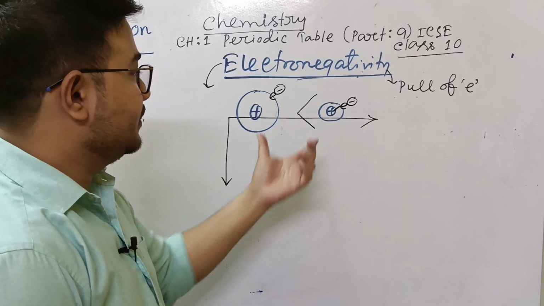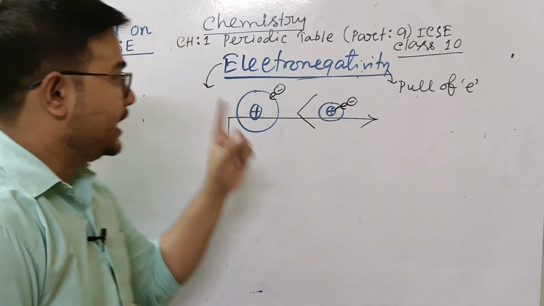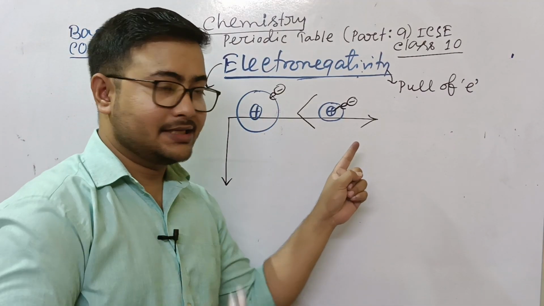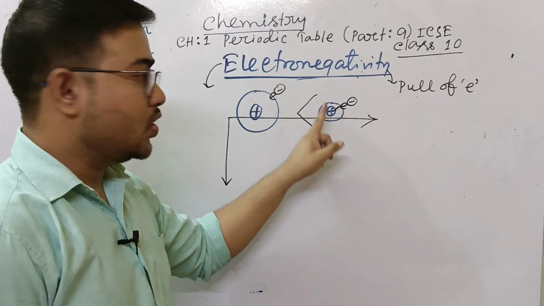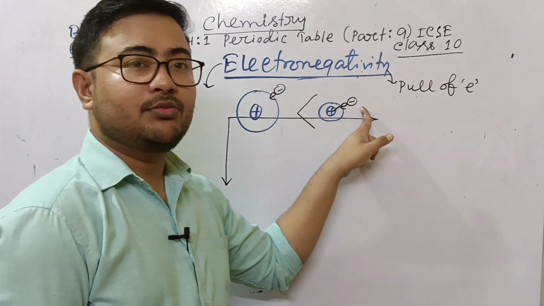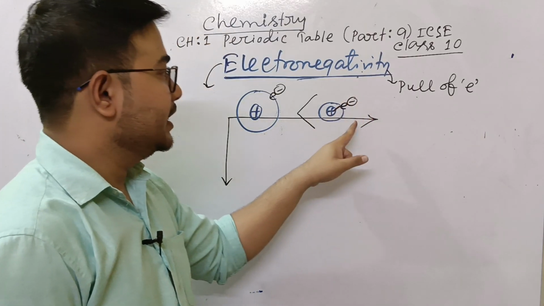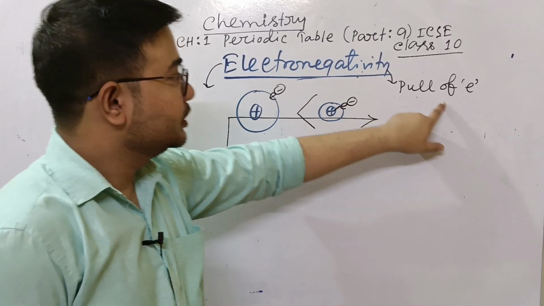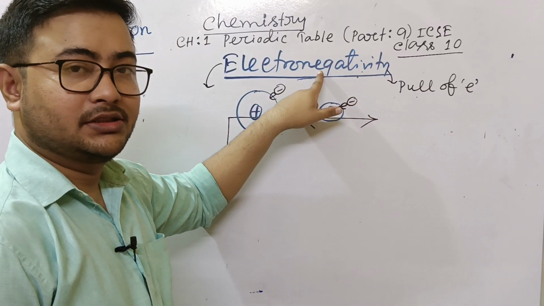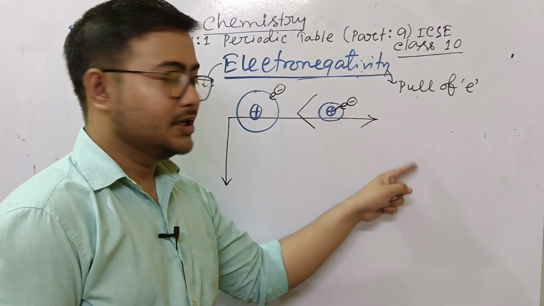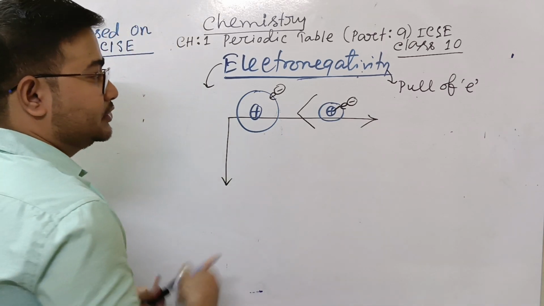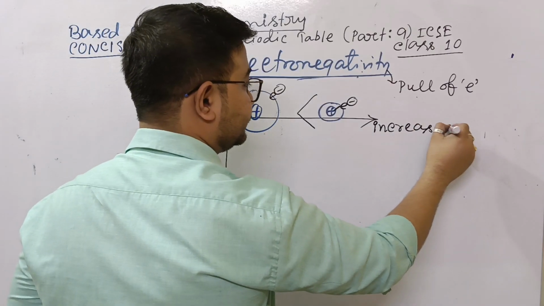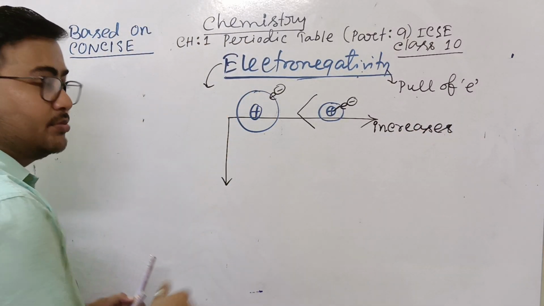So what is your answer? First draw this diagram. As you move left to right, since the atomic radius decreases, the attraction of the nucleus towards the outermost shell increases. So the nucleus has more power to pull the electron, so electronegativity increases. So as we move left to right, electronegativity increases. Now what will happen as we move downwards?